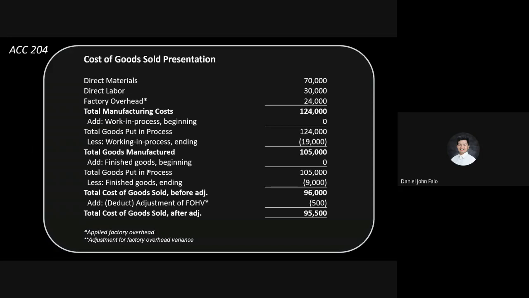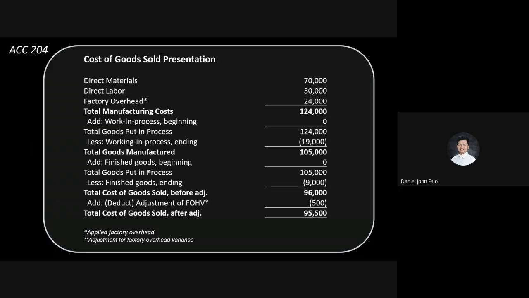Then, we also have finished goods beginning, zero. It is like the work in process beginning, zero. Therefore, we have cost of goods sold before adjustment in the amount of 96,000 after deducting the finished goods ending 9,000 from 105,000. So here we can see the adjustment for the factory overhead variance of 500 pesos. Therefore, the total cost of goods sold after adjustment is 95,500.